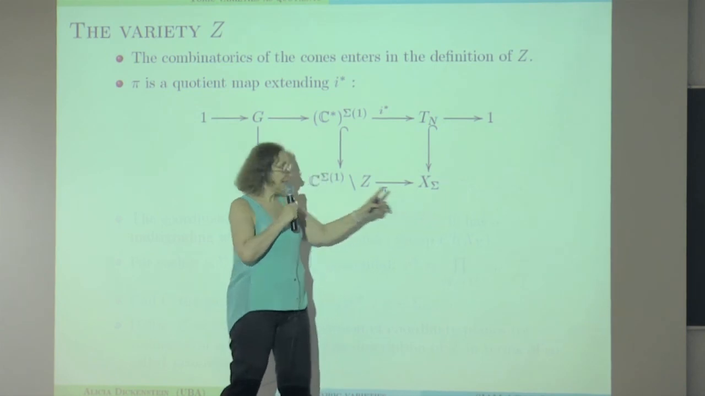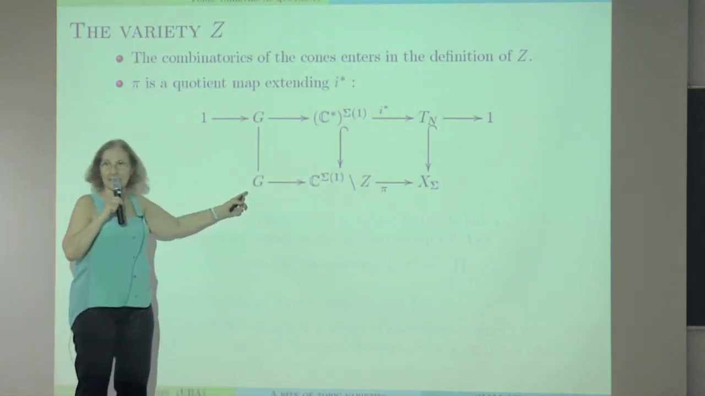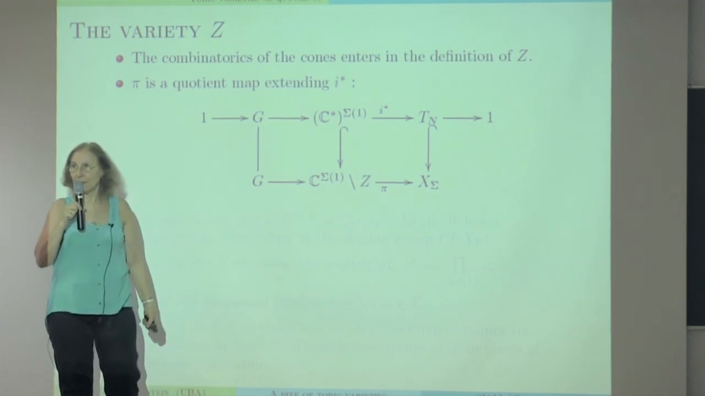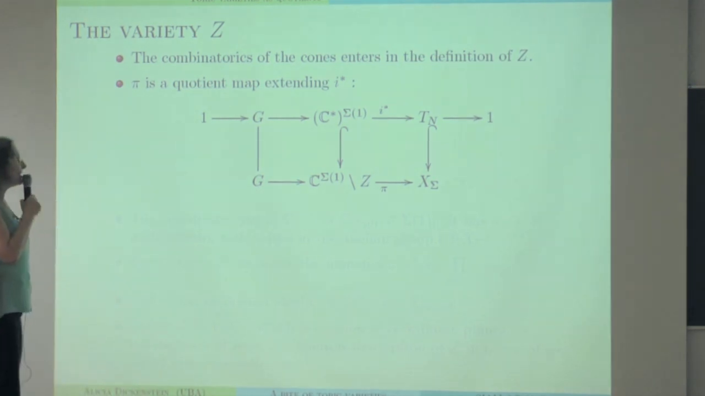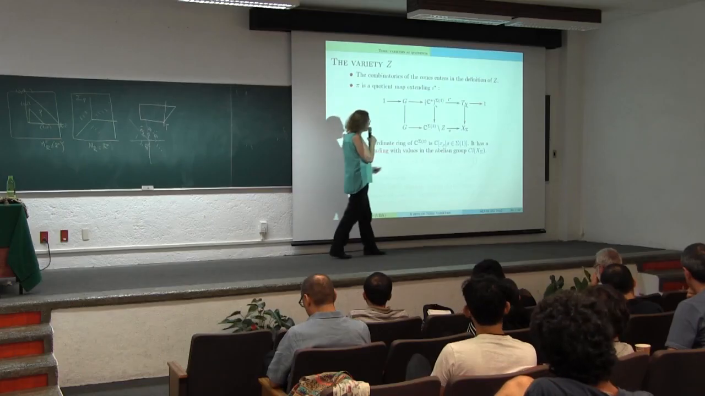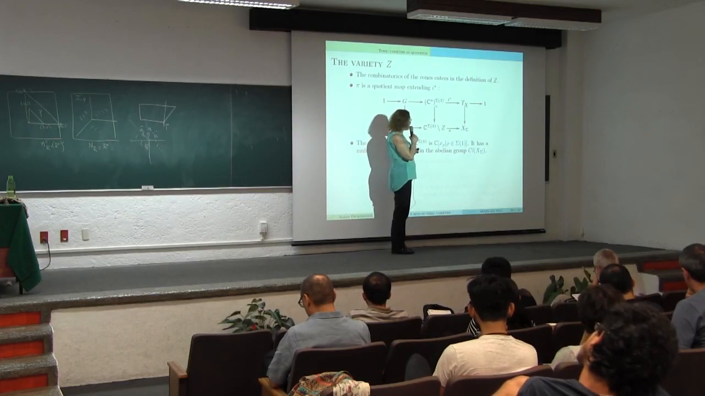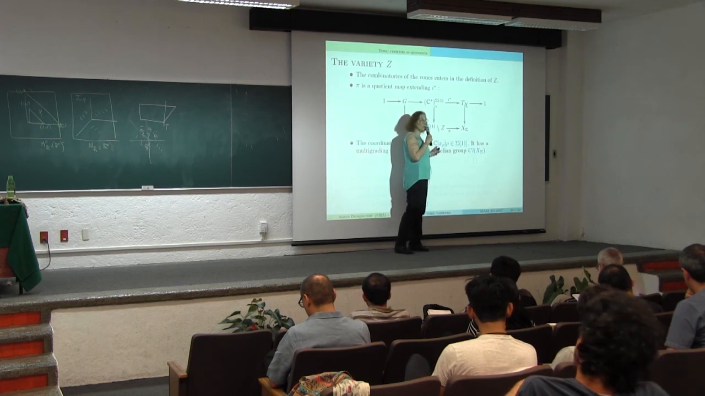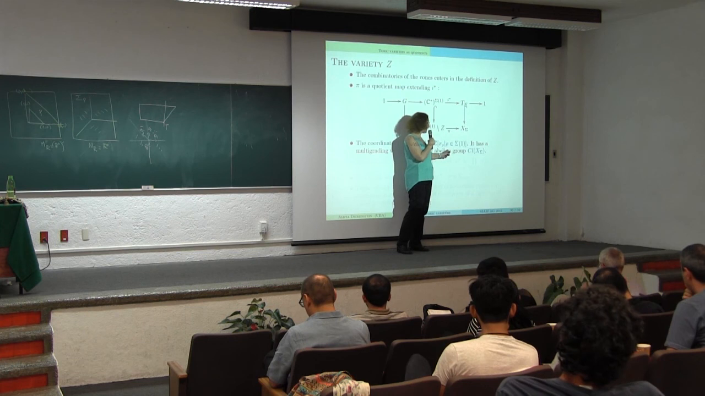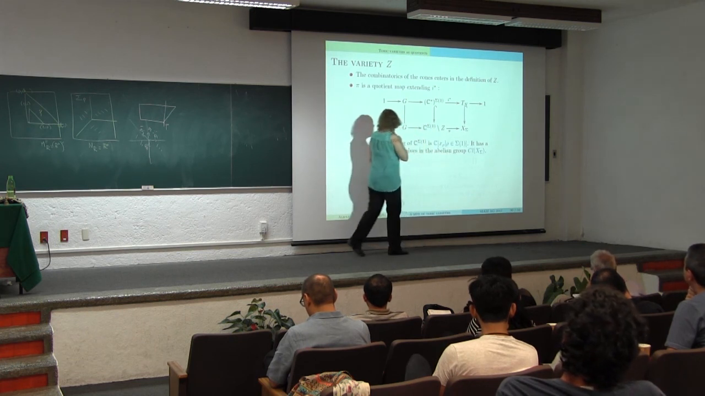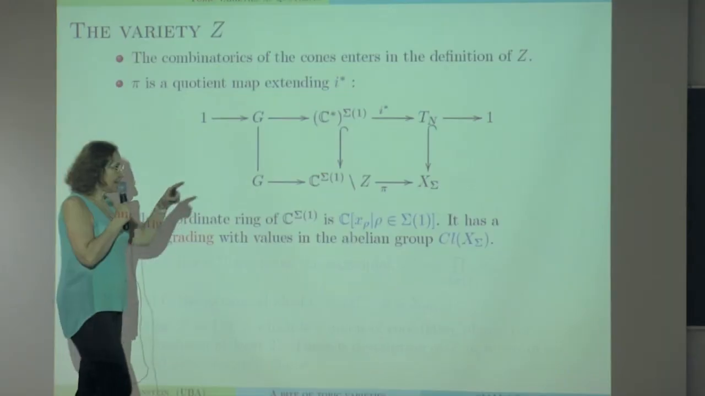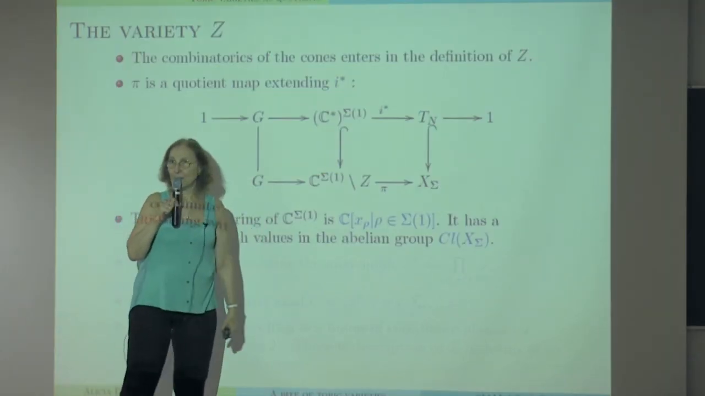It will arise as this quotient by this. And how nice this quotient is, this depends. But in general, this is the representation. So what is this Z? Okay, so what's the coordinate ring of this variety upstairs? It's a polynomial ring with as many variables as rays in the fan. And it has a multigrading, and the multigrading takes values in this group.